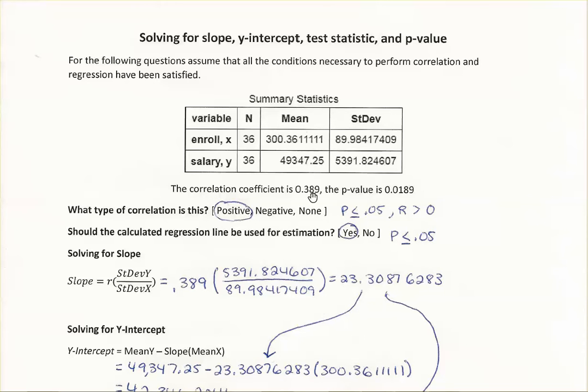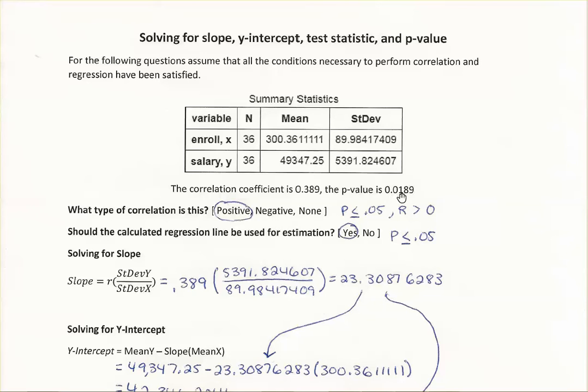The correlation coefficient, which is given, is 0.389, and the p-value is 0.0189. Remember, the correlation coefficient is your R, and the p-value is given. So what type of correlation is this? Well, you might say it's 0.389, that's positive, so it's positive. But before you can say that, you have to look at the p-value. If the p-value is less than or equal to 0.05, then you can actually look at the R value and determine whether it's positive or negative.